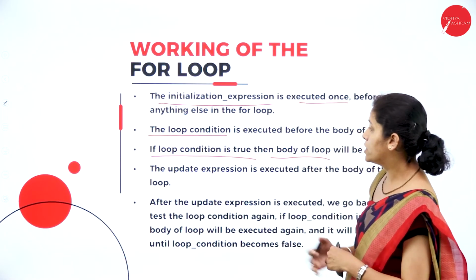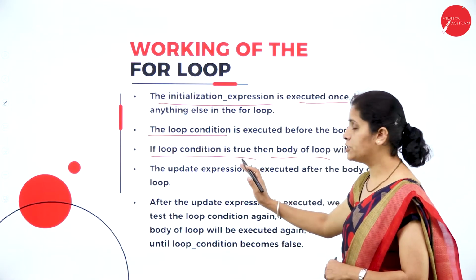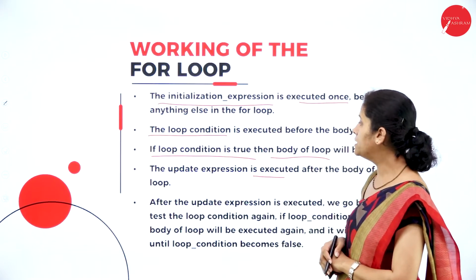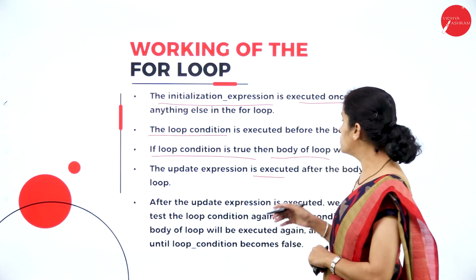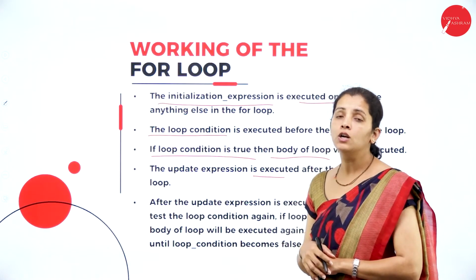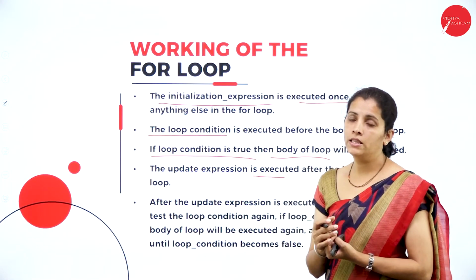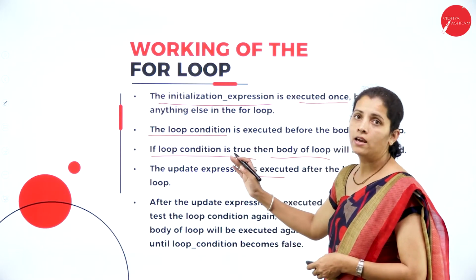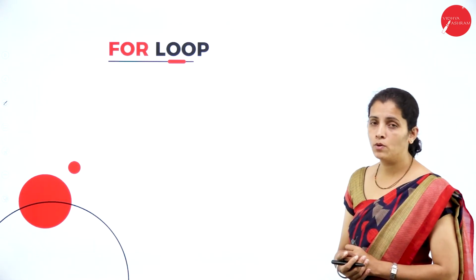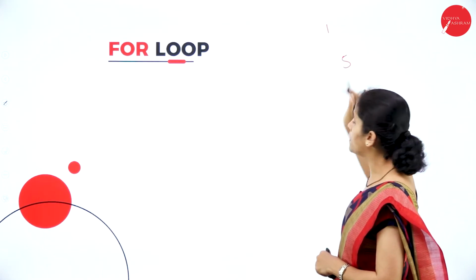Whatever we write inside the body is going to execute, and the update expression is executed after the body of the loop. That means once the execution of the body is over, then I increment or decrement the variable. So this is the way our for loop is going to execute. Now let me write a simple program here. Same program, that is, I want to print 1 to 5.